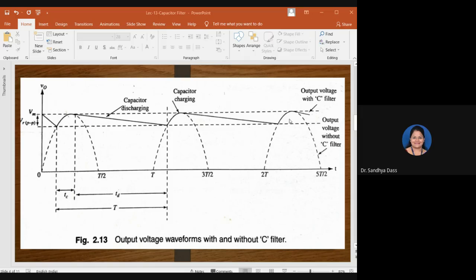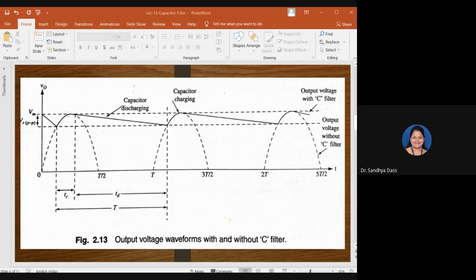If you compare with the output of the rectifier, the variation, the ripple content in the output, is significantly less when a filter is used. We are talking about the capacitor filter. The ripple content at the output across RL is quite less compared to the rectified output. That is how the capacitor helps in reducing the ripple content.